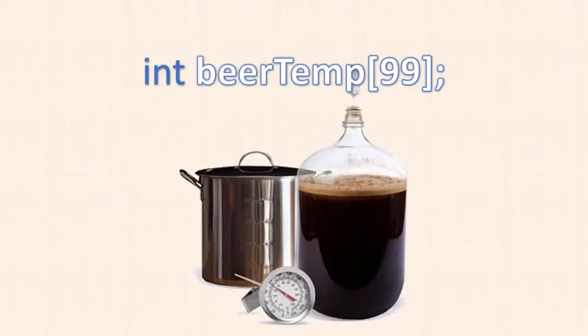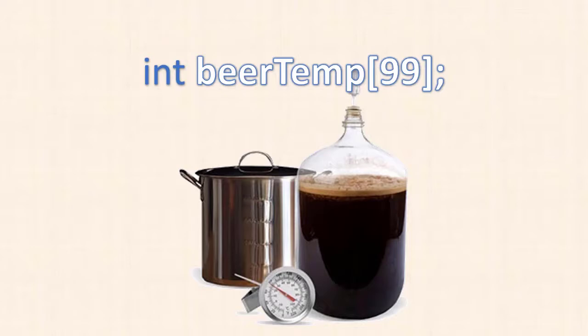So what if I want to save values to an array? Well, it kind of works the same way. If you've ever brewed beer at home before, you know temperature control is important. So let's say you want to use your Arduino as part of a control system for your brewing setup. You may declare an array like the one shown here.